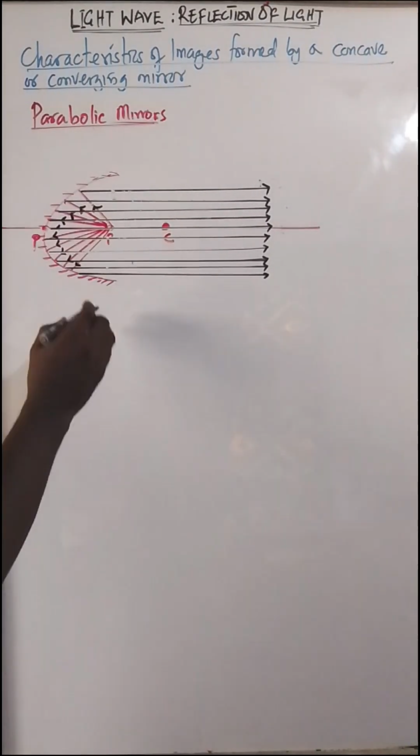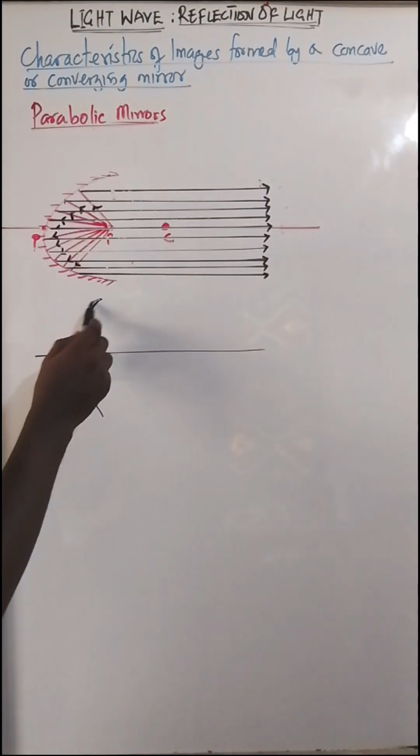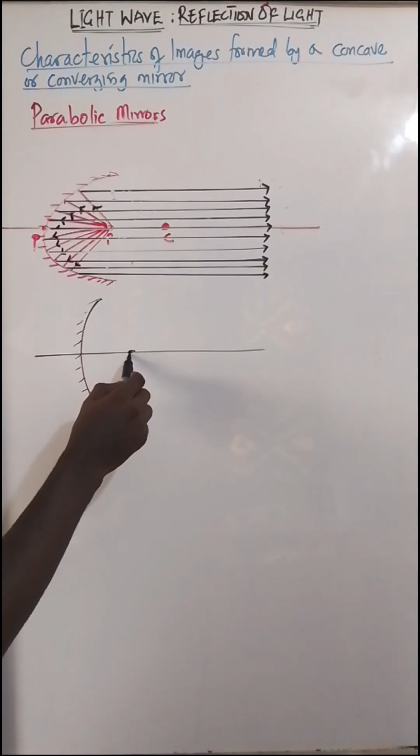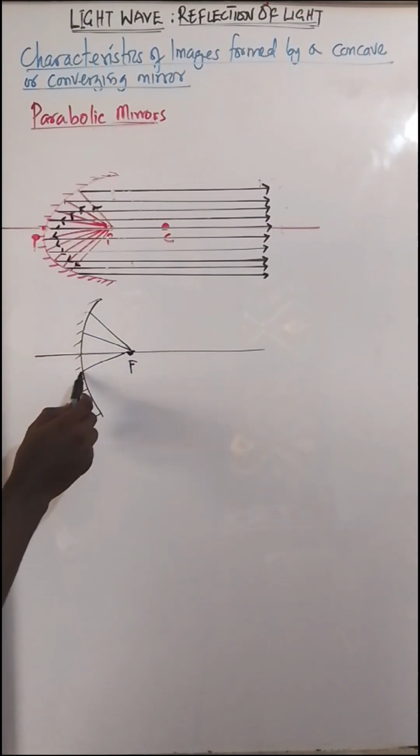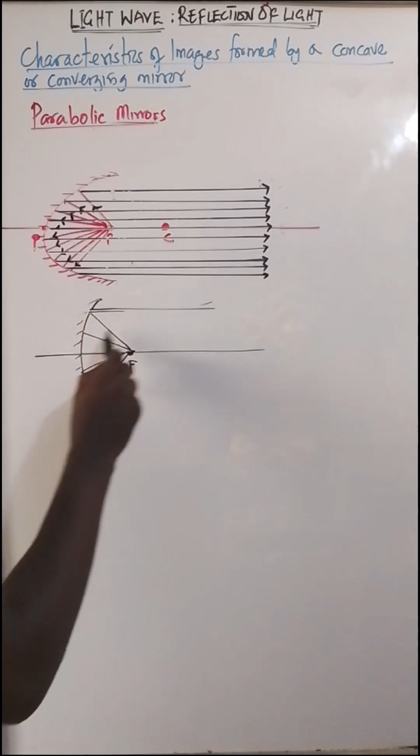If we are to use a normal concave mirror, I will place the source at, let's say, F. Yes, we are also not going to get parallel beams, but they won't have constant intensity.